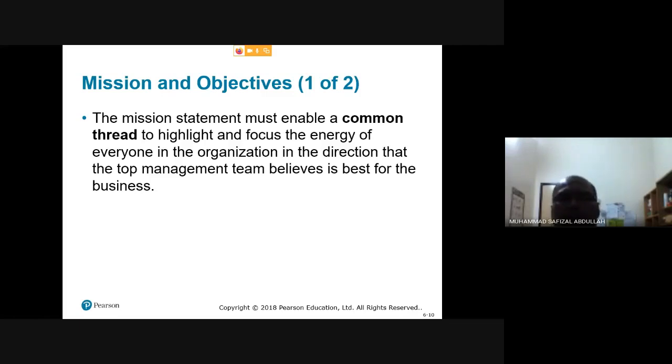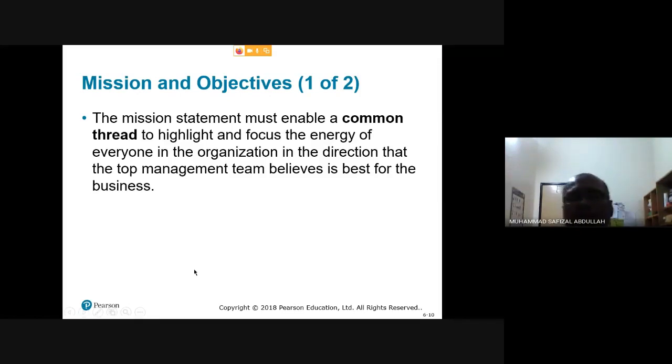Meaning to say, what is a mission and objective? Simply put, mission and objective is a guiding principle that unites everybody in the organization in such a way that they will focus and channel all their energy towards the same direction, the direction that top management believe is the best for them. Unition means penyatuan. It means everyone will give their level best, channel all their focus towards fulfillment of the same objective. This is what mission and vision is all about.